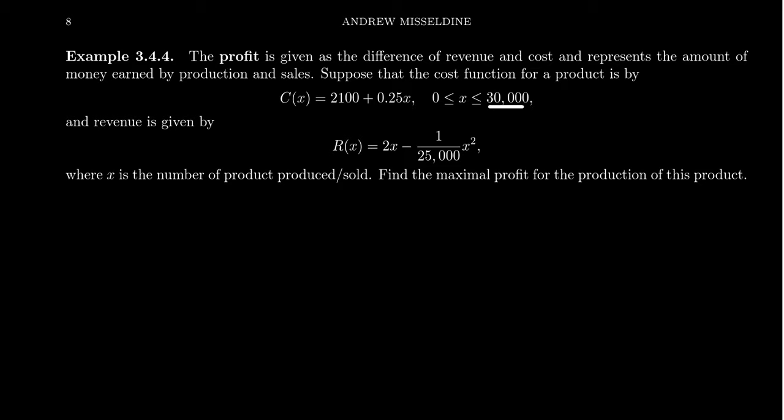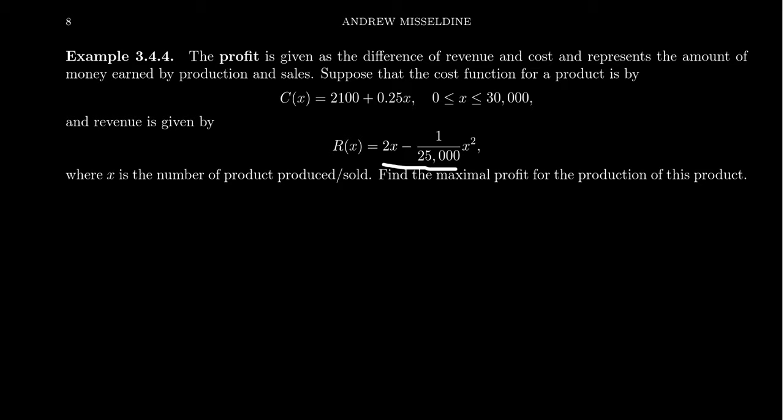And our factory can produce at most 30,000 items in a single day. We can go anywhere from 0 to 30,000. That's the cost associated to it. Suppose that the revenue comes from the following: 2x minus 1 over 25,000 x squared.